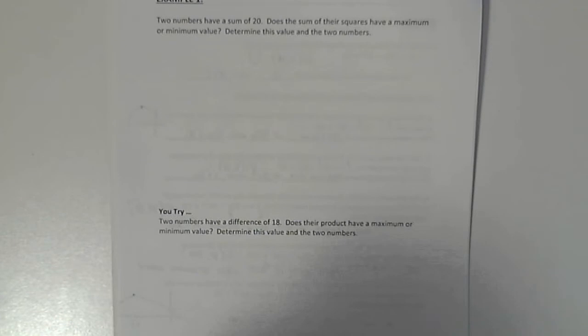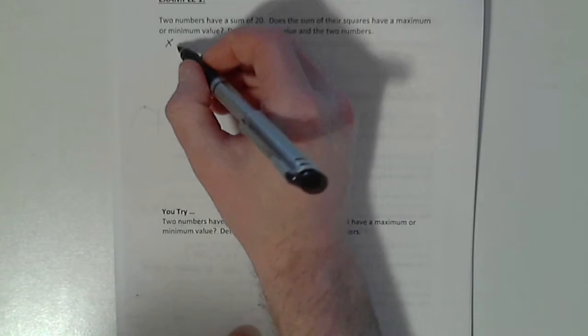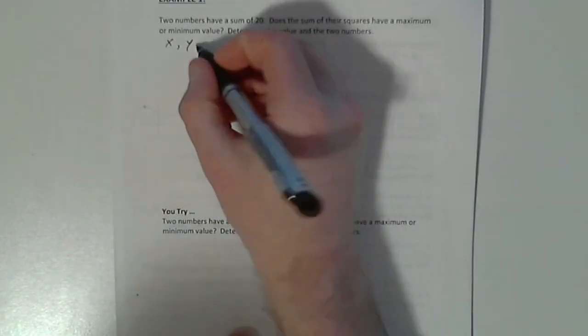Two numbers have a sum of 20. Does the sum of their squares have a maximum or minimum value? Determine the value and the two numbers. So there's actually 3 things we don't know. We don't know our first number, x. We don't know our second number, y. And we also don't know the sum of their squares. Let's call that capital S.